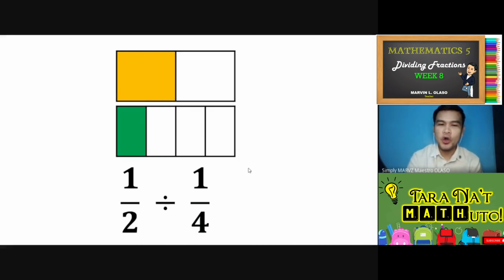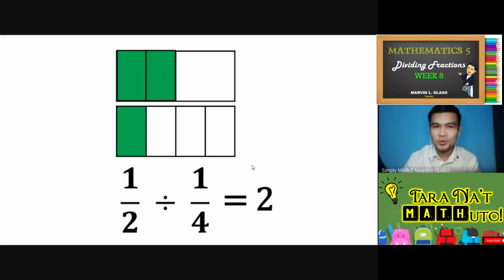Now, according to this one, 1/2 divided by 1/4. The question now is, para makuha mo ang sagot, you just ask yourself, how many 1/4 are there in 1/2? Ilan ba ang 1/4 na bumubuo sa 1/2? Bilangin natin. We have 1, 2. So, 1/2 divided by 1/4 is 2. That's the answer. All right.